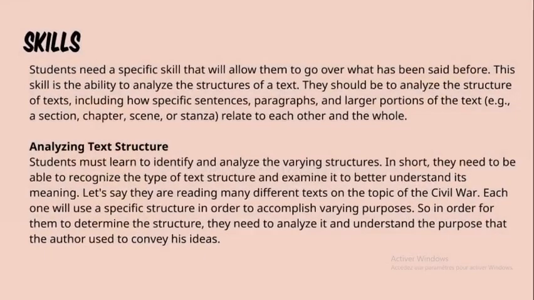To do so, students will need a specific skill that will allow them to go over what has been said before. Students must learn to identify and analyze the varying structures. In short, they need to be able to recognize the type of text structure and examine it to better understand its meaning. Let's say they are reading many different texts on the topic of the Civil War. Each one will use a specific structure in order to accomplish varying purposes. So in order for them to determine the structure, they need to analyze it and understand the purpose that the author used to convey his ideas.